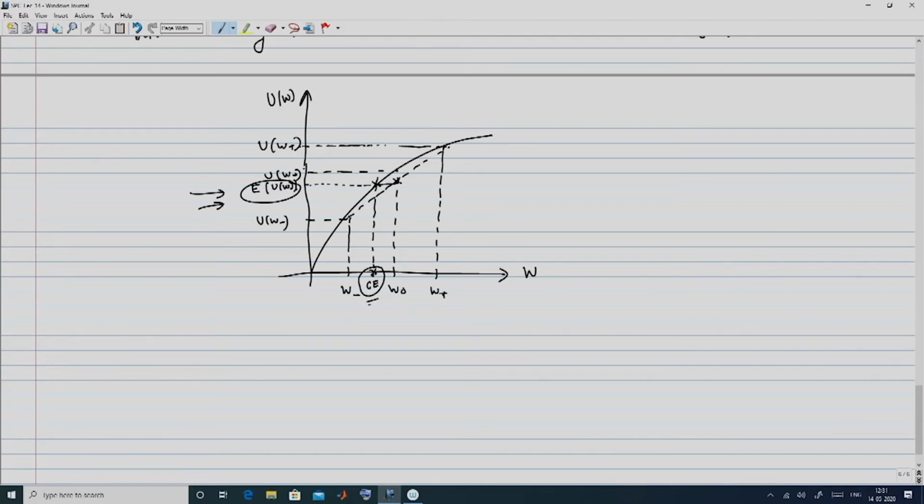So, this amount of money is what you call the certainty equivalent, and it is different from W naught in this case. There is a difference between W naught, which is the original amount, and the certainty equivalent, the amount that gives the same utility as the expected utility. This difference is known as the risk premium, and the risk premium is given by phi of W naught Z tilde. This is given by E of W tilde, that is the expected wealth that you have, minus C E.